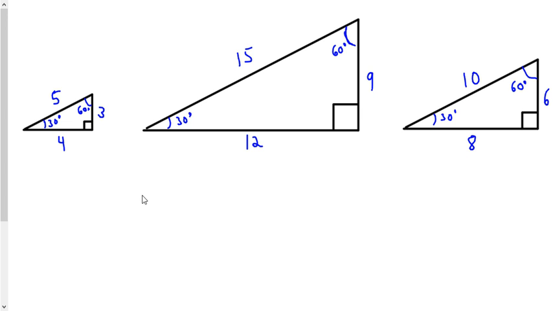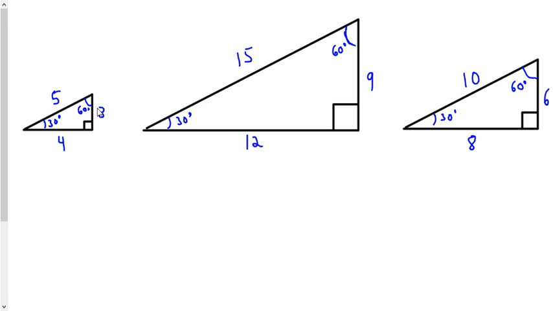So when you look at these, I'm sure you can probably notice that there is a scale factor between them. To go from our little triangle to our medium triangle, you'll notice that all the sides are multiplied by 2. To go from our little triangle to our biggest triangle, all the sides are multiplied by 3. So although all these triangles have different sizes, there is that relationship between them.